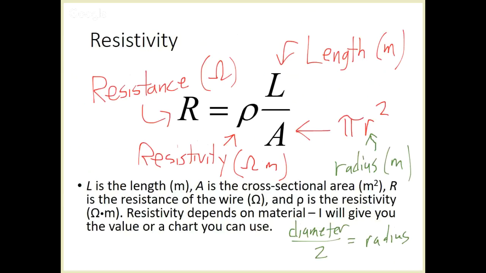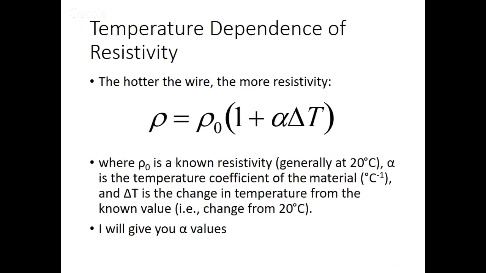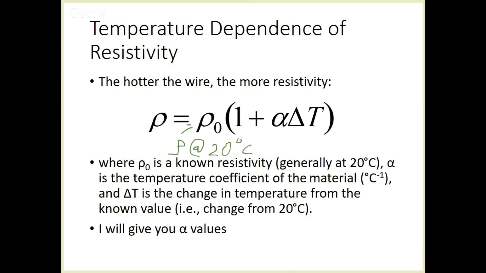Now for this rho value, you'll have a chart where you can pick out the material and it will give you a rho value specifically at 20 degrees Celsius. If it's not at 20 degrees Celsius, you've got an extra step you need to do to find what your rho value actually is. And that's here. So rho naught, once again, is resistivity at 20 degrees Celsius, which is about room temperature. Rho is your actual resistivity, your current resistivity.